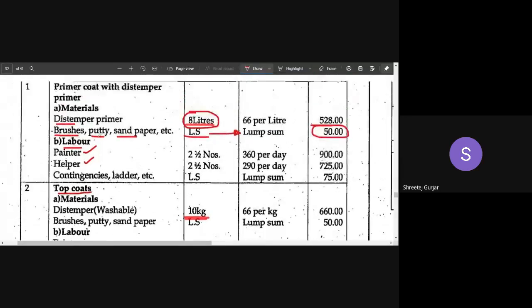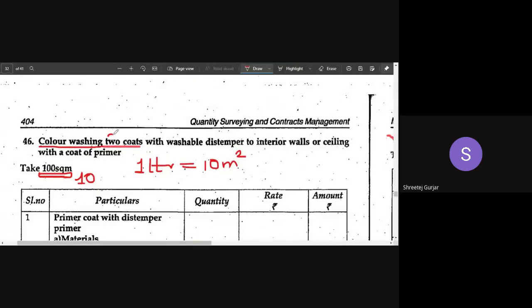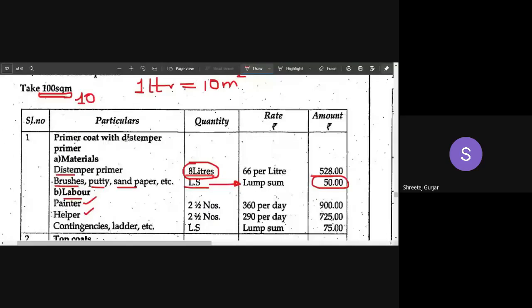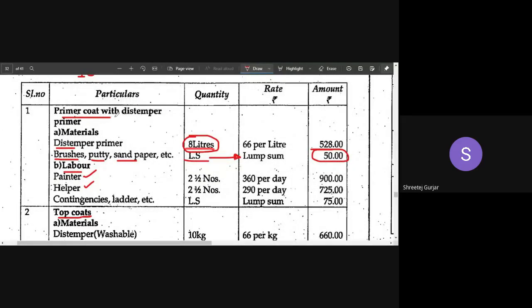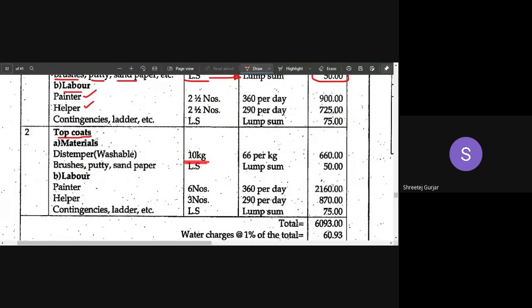Coming to top coat, because we have to do 2 coats, right? 2 coats. So 1 coat we have written, that is the base coat. Primer coat we have done with distemper. Next, coming to top coat, as I've told you, for 10 square meters we require 1 liter, right? Similarly, for 100 square meters, we require 10 kgs of distemper. Okay. Then similarly, you can add for lump sum quantities and then labor.